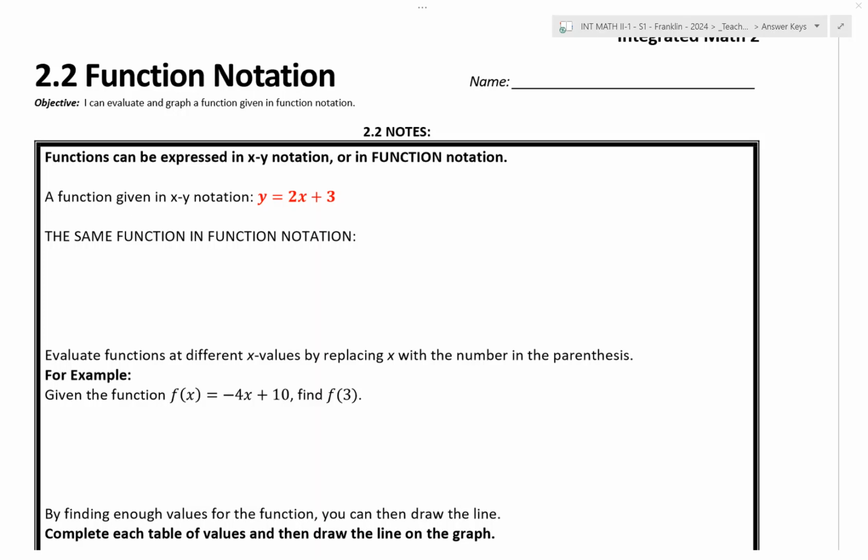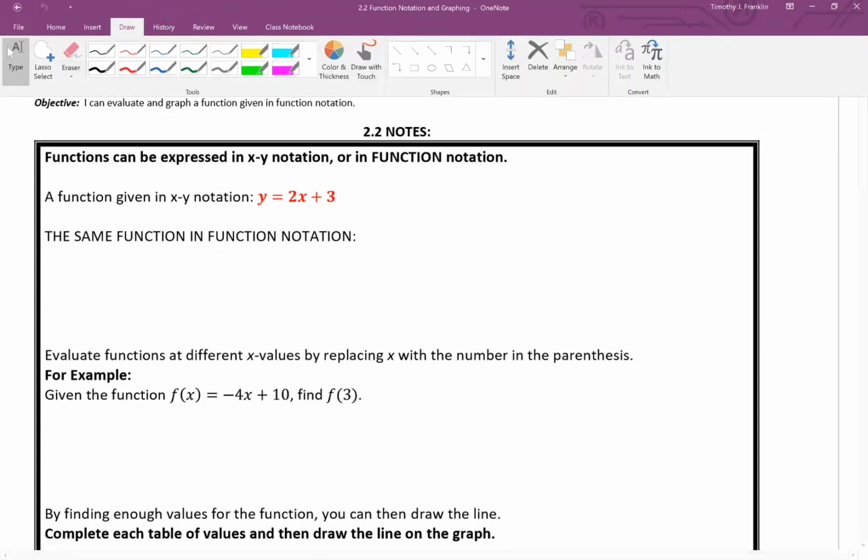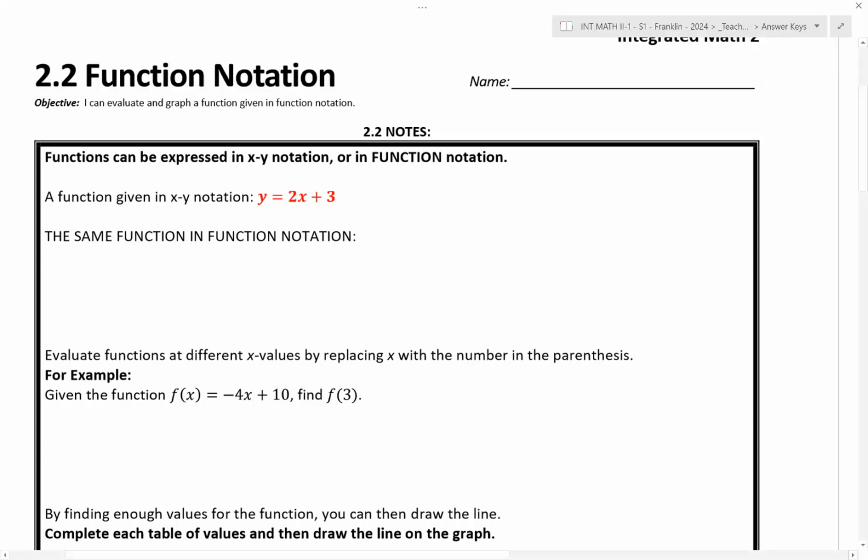Continuing graphing functions from last time, we're going to be looking at what's called function notation in these notes. Not only what it is and how to evaluate it, but then also how to use it to graph a linear function. So when we talk about linear functions, there's usually two ways that they are written: XY notation and function notation. Now, normal XY notation is what probably we're all used to.